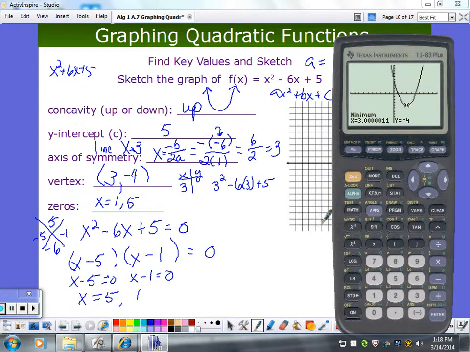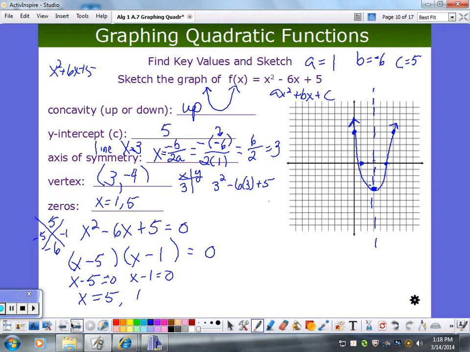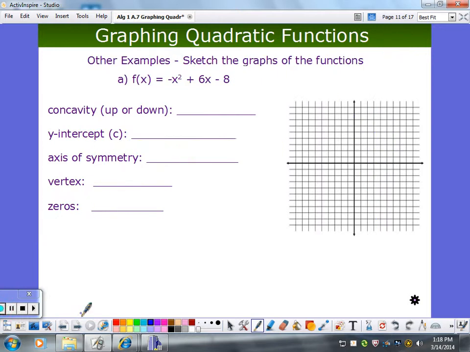So the calculator can find all these things for you. Great. Let's try another example here. This one, it's example A, middle of the page there. So write out A equals, B equals, C equals. What's A? Negative 1. What's B? And what's C? Is it concave up or concave down? Negative A means it's concave down.